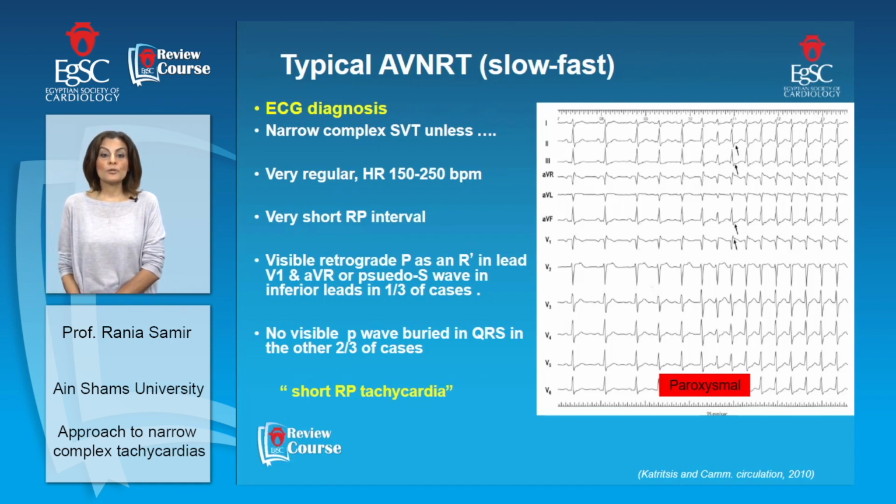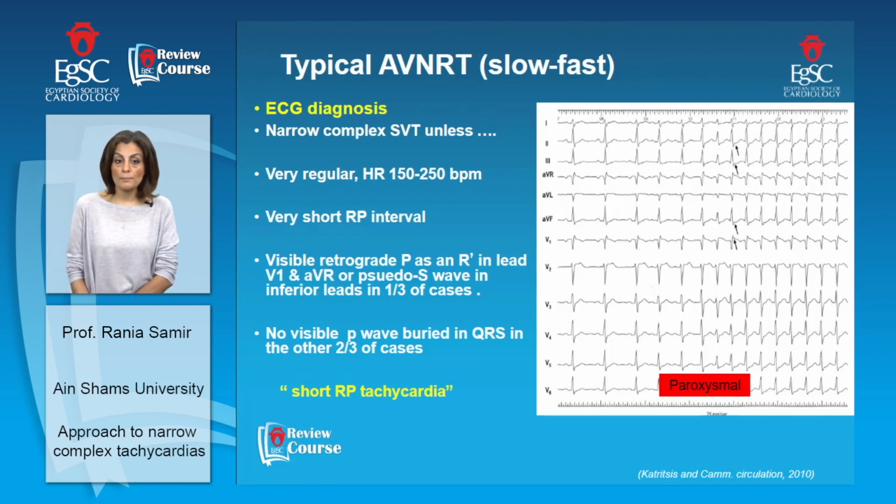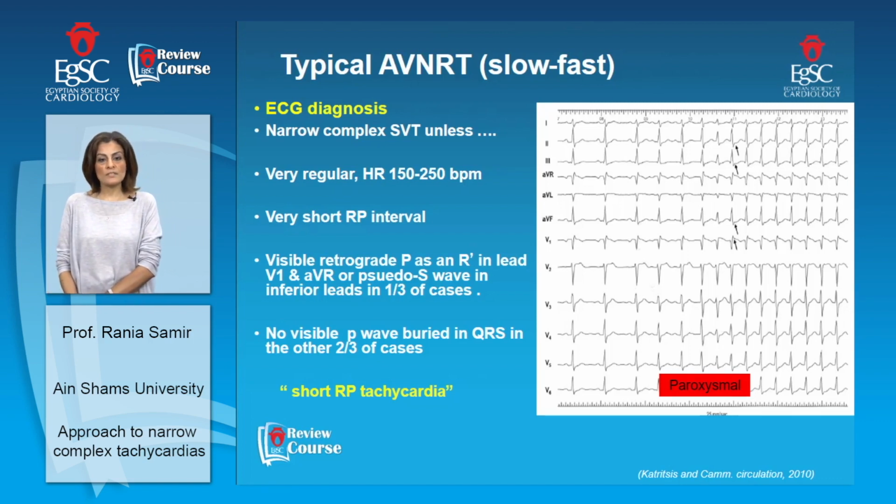Usually, the retrograde P waves in the majority of cases are not visible and are buried within the QRS complex, but in one third of the cases they can be visible, and you can see a short RP interval with a retrograde P wave presenting itself as an R prime in lead V1, as we can see in this ECG, and a pseudo R in aVR, and pseudo S waves in the inferior leads.